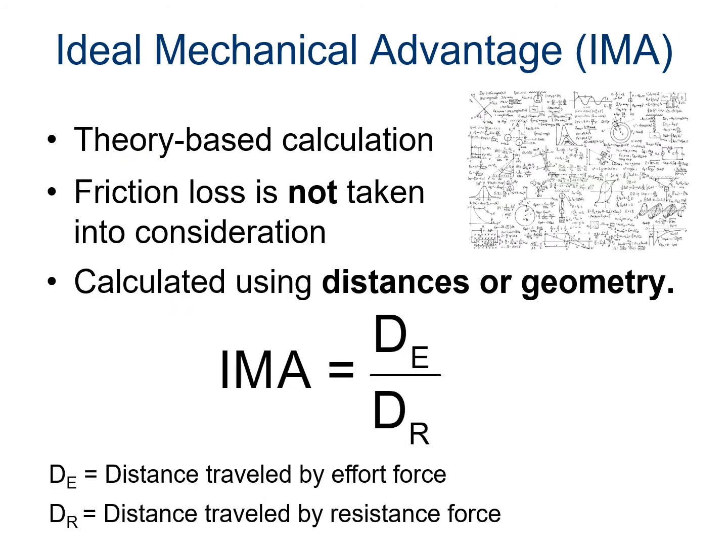We can break mechanical advantage down into 2 different types, ideal mechanical advantage and actual. Let's take a look first at ideal mechanical advantage. This is a theory-based calculation. Friction loss is not taken into consideration, and the calculation is completed using distances or geometry. The formula that we use is IMA is equal to dE over dR, where dE is the distance traveled by the effort force, and dR is the distance traveled by the resistance force.